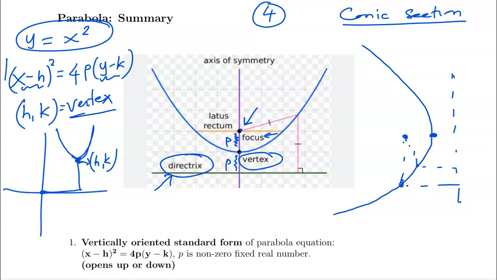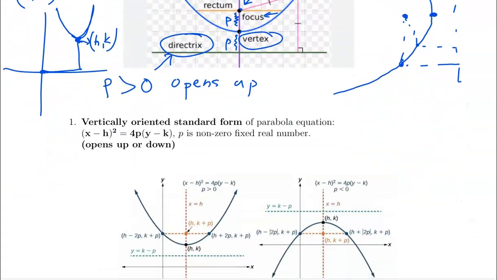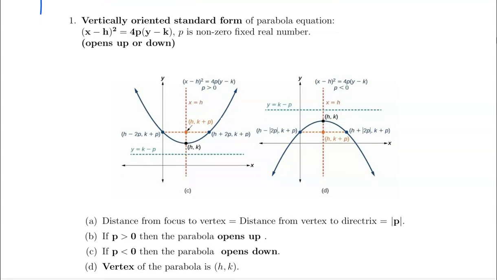So that is what the equation looks like. Now, if p is greater than 0, it opens up. If p is less than 0, it opens down. And the vertex is (h, k).